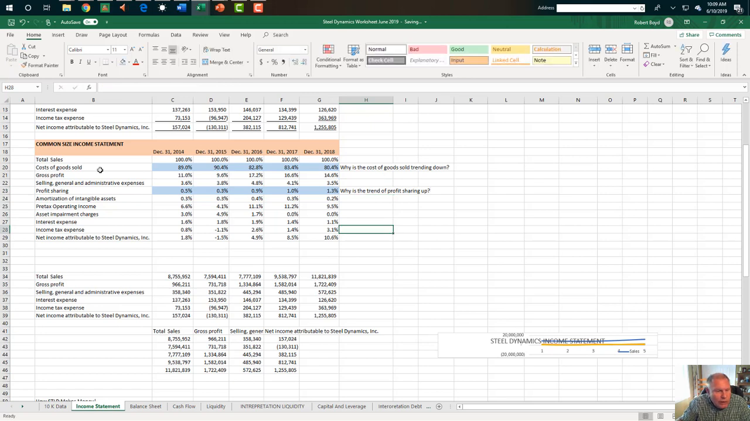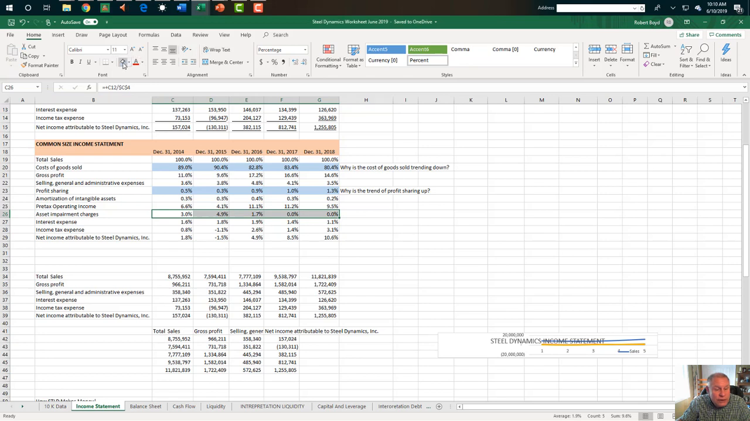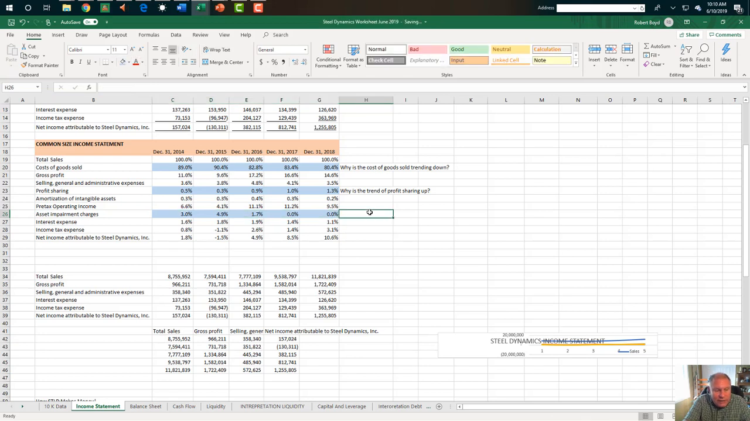Okay. Now they broke it out. We look here at amortization of intangibles. Pretty much flat. Pre-tax operating income. That's a result of the other things. Right? Because you're subtracting. So if we find out this and this, we'll find out what's happening on pre-tax income. We look here and here. Now, this is an asset impairment charge. So we're looking, what are the asset impairment charges?